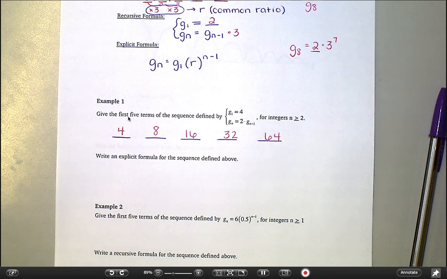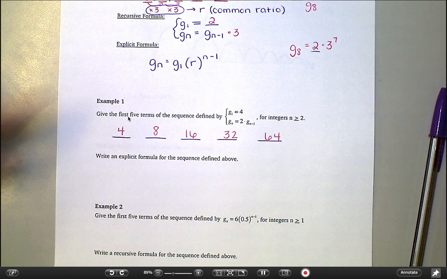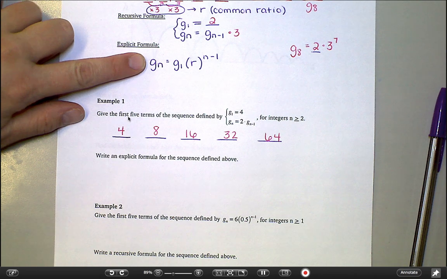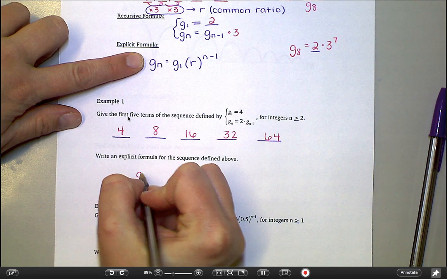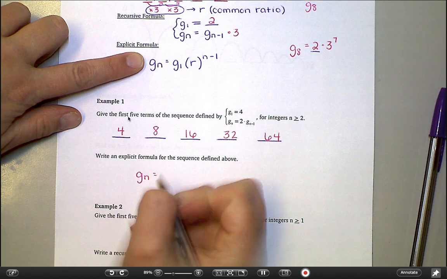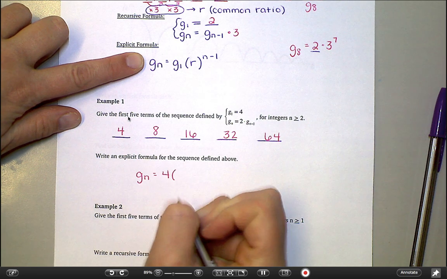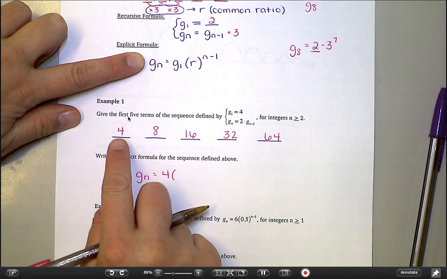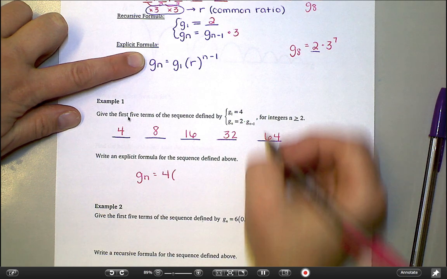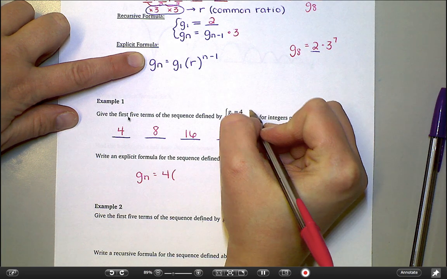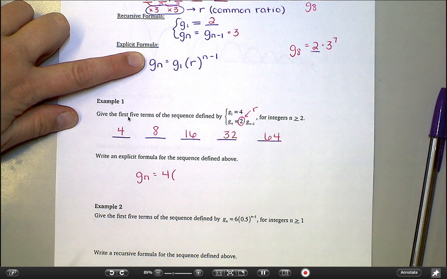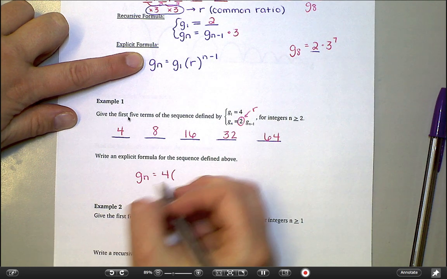Okay, and then write an explicit formula for that sequence. Well, I'm using this, right? So my explicit formula is going to look something like this. G1, which we already know is 4, times my R value. Remember, the R value is that thing I was multiplying by. So in the recursive formula, this is really representing the R. Okay, that thing that's being multiplied.